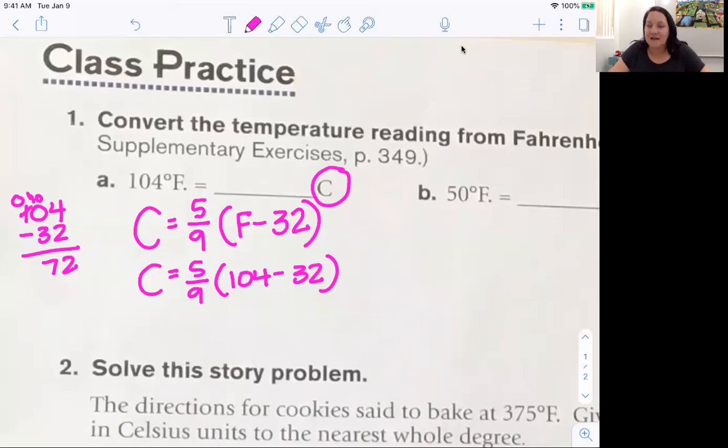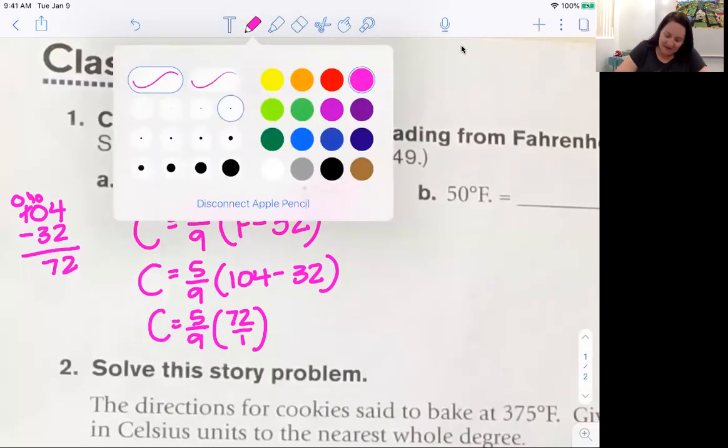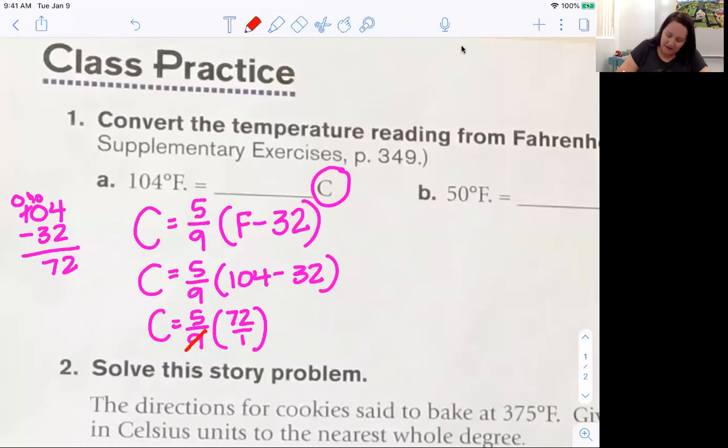72. Does everyone agree? Okay, so C equals 5/9 times, this is where we would put 72 over 1. Do you see if we can cancel? We sure can. Makes our job a lot easier. So we're going to cancel here. 9 goes into 9 one time. 9 goes into 72 8 times, and now we can just multiply across, because 1 times 1 is 1, and we know that 5 times 8 is 40. So 104 degrees in Fahrenheit is 40 degrees in Celsius.